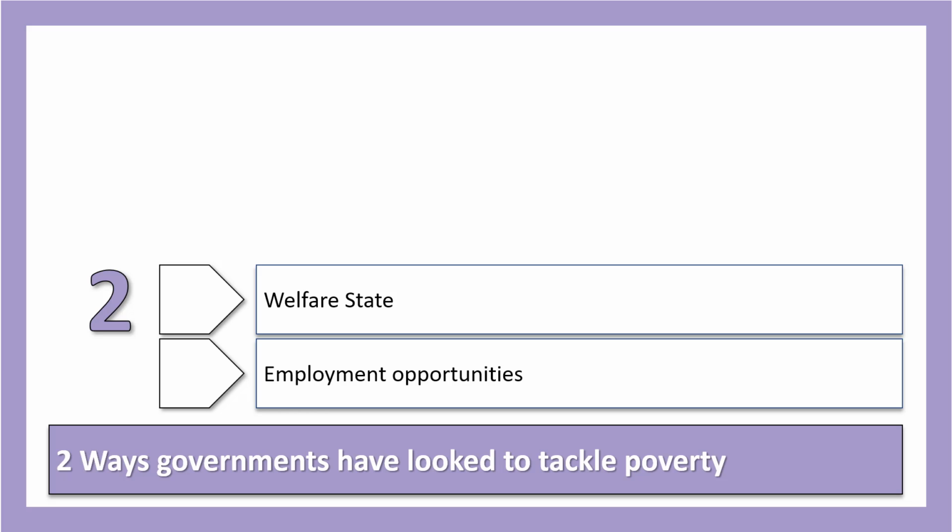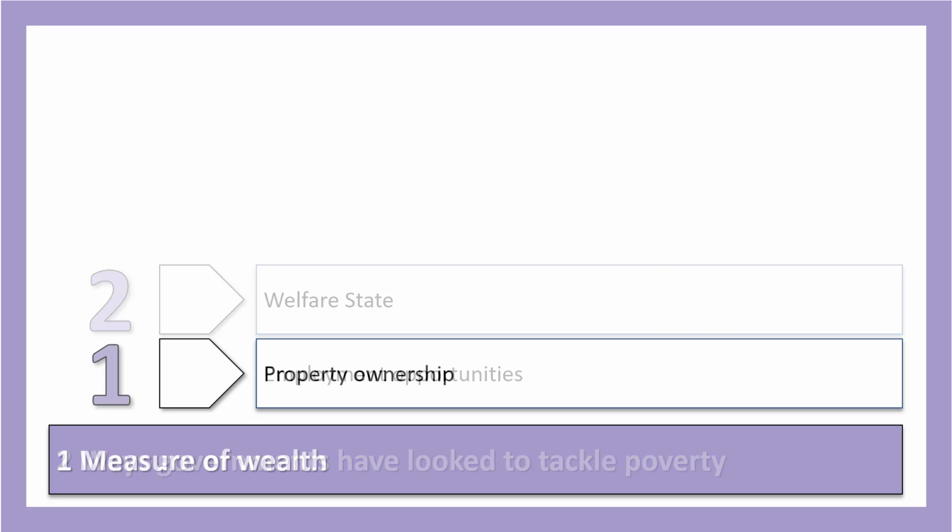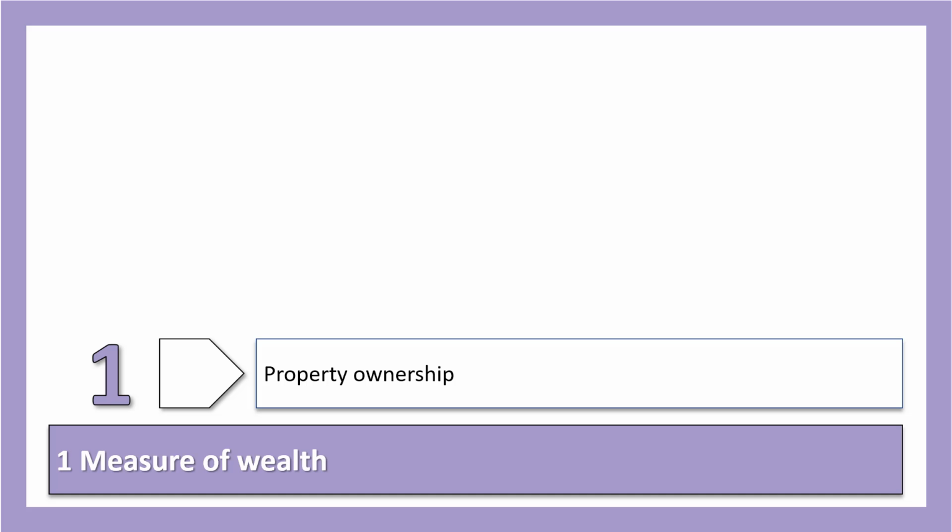2 ways governments have looked to tackle poverty. Well, one is through the creation of the welfare state, and the second one is through increasing employment opportunities. You could have put in any specific individual policies in there. So for example, universal credit, tax credits, and different forms of unemployment benefit. And one measure of wealth is property ownership. You could have also included pensions or investments in that as well. Remember, wealth is different from income because it is accrued.